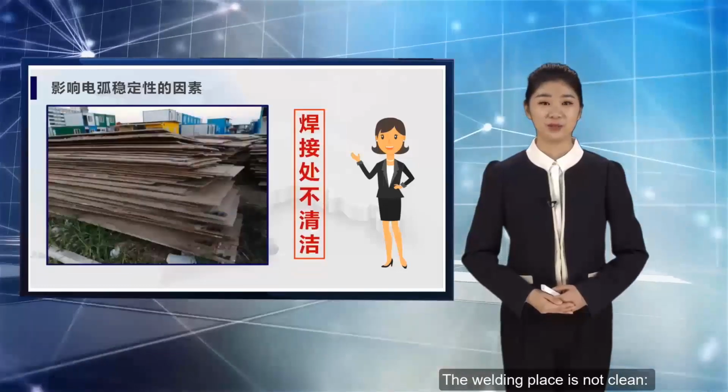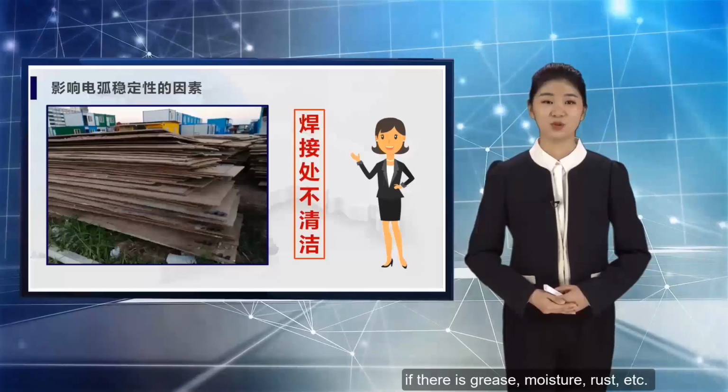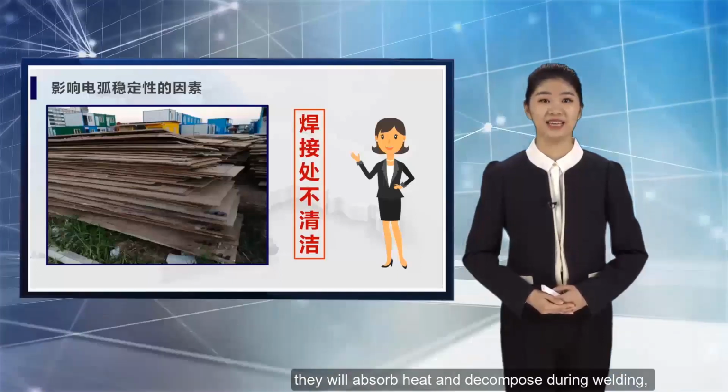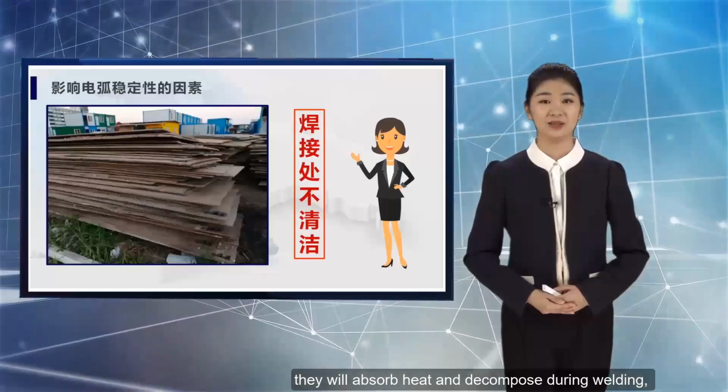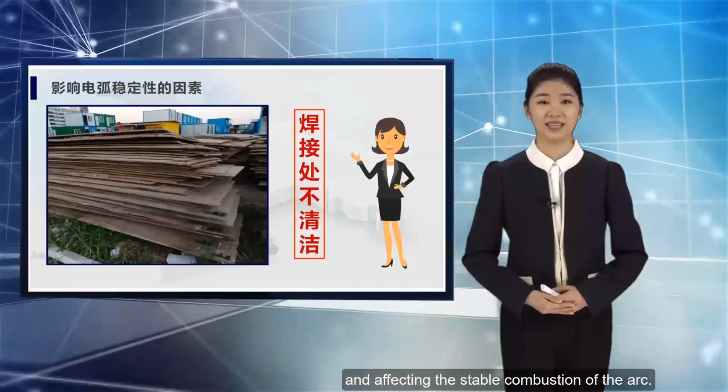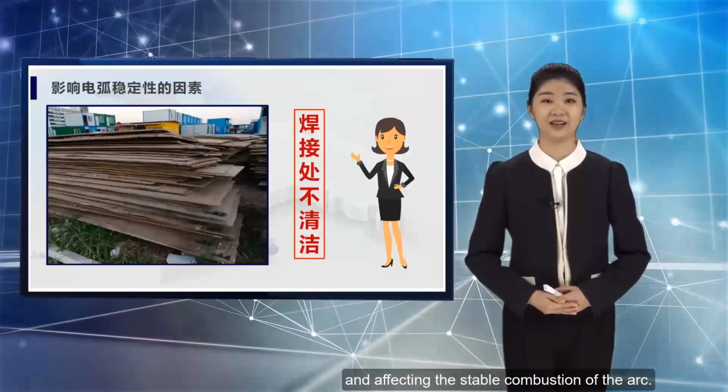The welding place is not clean. If there is grease, moisture, rust, etc. in the welding place, they will absorb heat and decompose during welding, thus reducing the heat energy of the arc and affecting the stable combustion of the arc.